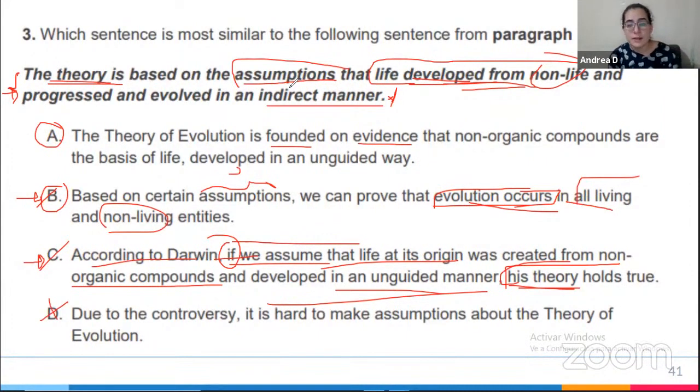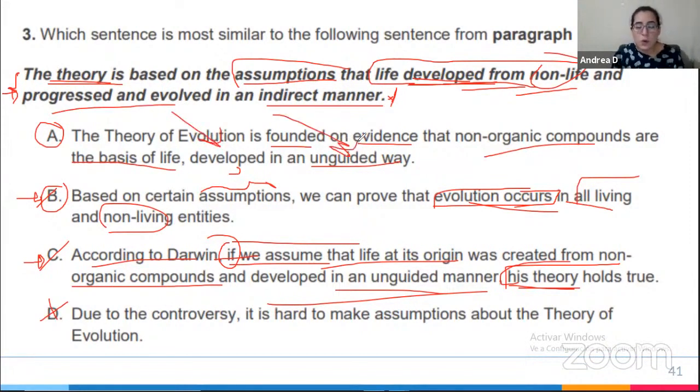The evidence for the theory are the assumptions that life developed from non-life and non-progress. So it's kind of missing something, it's missing acknowledging that these are just assumptions. But everything else fits, like non-organic compounds, non-life, are the basis of life. Basically, the basis of life developed in an unguided way, evolved in an indirect manner. And not only that, but it also has kind of the same structure.